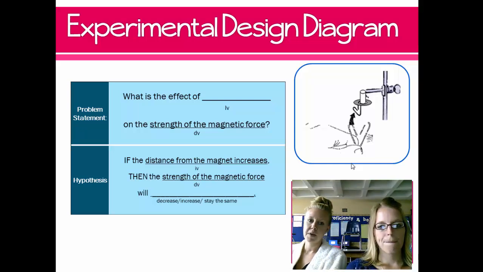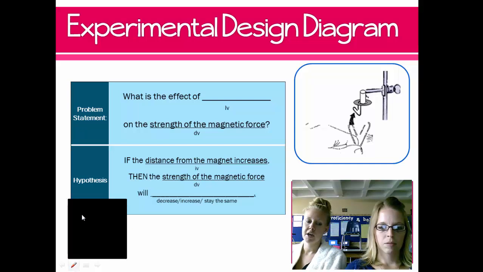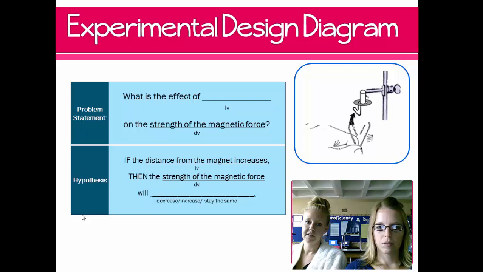So in order to fill out the problem statement, we've already given you the DV, or the data variable. So you guys need to identify what the independent variable is. So what is it that you guys are going to be changing? If you didn't read your procedure, it's going to be hard for you to identify this. Or you can cheat and look right here: distance from the magnet.